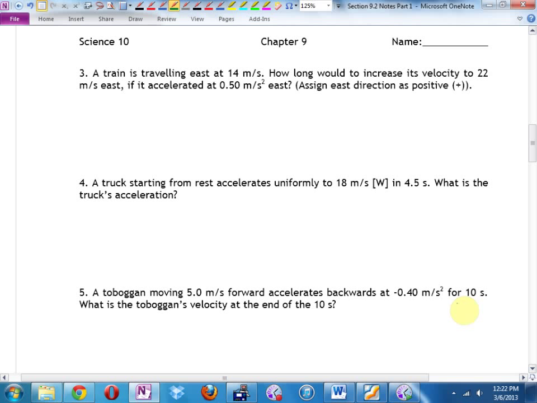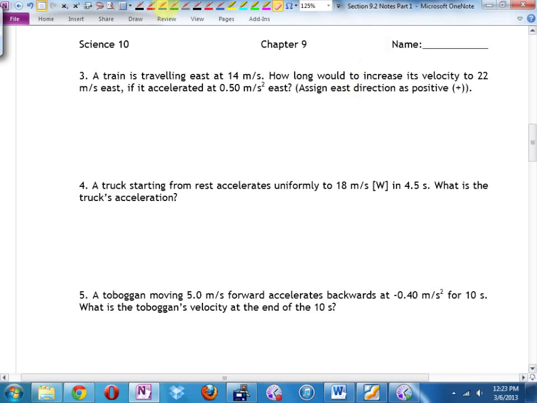A train is traveling east at 14 meters per second. How long would, you know what? I missed the word. Easier, cross out the word would. That'll work grammatically. How long to increase its velocity to 22 meters per second east if it accelerated at 0.5 meters per second squared? Oh, and it says, let east be positive.